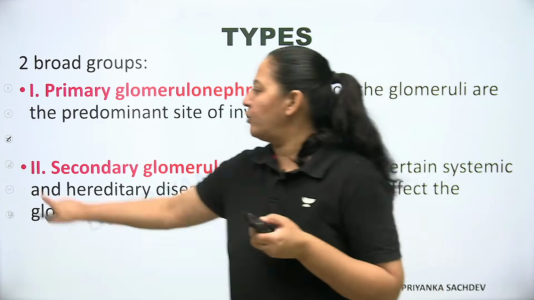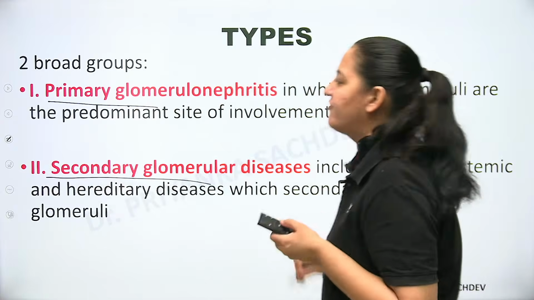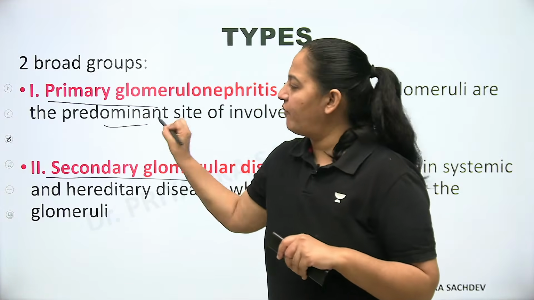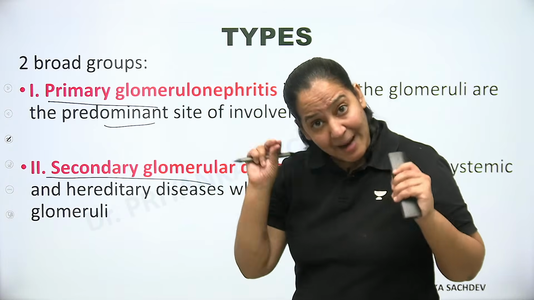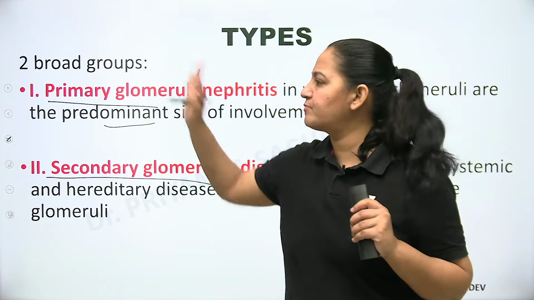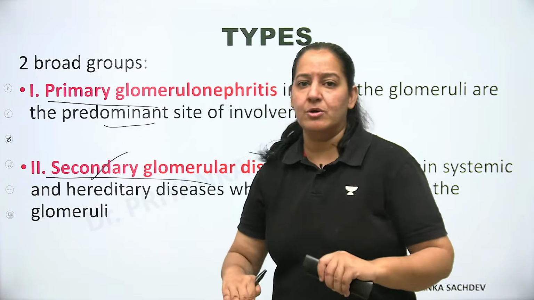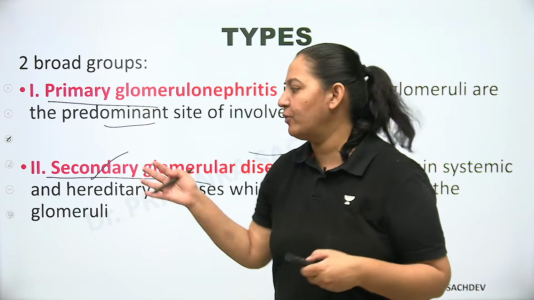We can classify glomerulonephritis into two categories, the primary glomerulonephritis and the secondary glomerulonephritis. So primary glomerulonephritis predominantly involves the glomerulus only, the diseases in which mainly the glomerulus is involved. Primarily the glomerulus is involved, that is known as primary glomerulonephritis. And in the secondary, the person has some other disease, and the glomerulus is involved secondarily. That's why it is known as secondary.